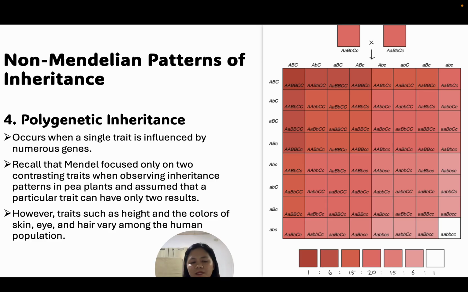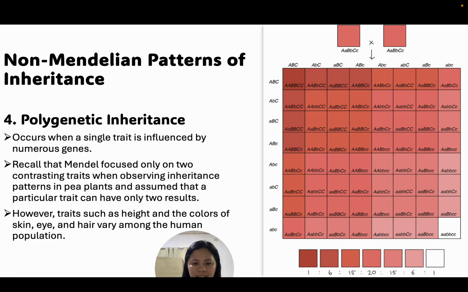The fourth non-Mendelian pattern of inheritance is polygenic inheritance. Poly, marami. So it occurs when a single trait is influenced by numerous genes. So recall that Mendel focused only on 2 contrasting traits when observing inheritance patterns in pea plants and assumed that a particular trait can have only 2 results. However, traits such as height and the colors of skin, eye, and hair vary among the human population. So, the processes of independent assortment and crossing over result in many intermediate conditions in which 2 or more genes have additive effects on the trait under investigation.